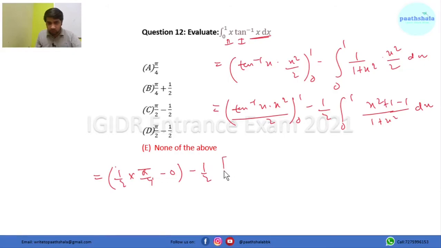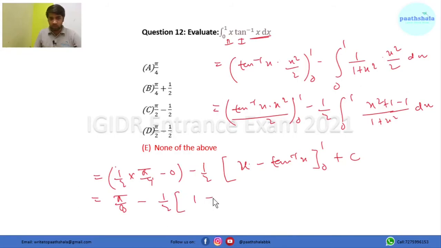So this integral will become, when you integrate this, 1 minus 1 upon 1 plus x square. The integration of 1 is x, and the integration of 1 upon 1 plus x square is tan inverse x, and the limit will go from 0 to 1, plus c. Now this is coming out to be pi by 8 minus half. When you put the limit, this will come out to be 1 minus tan inverse 1, that is pi by 4. And then if you put 0, it will be 0 and tan 0. So finally this will be plus.